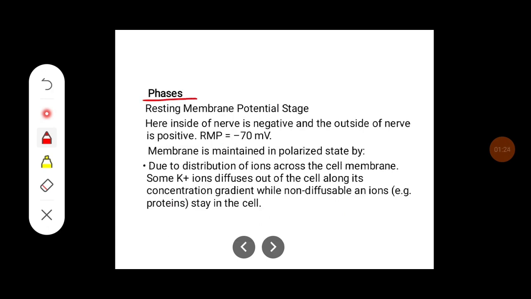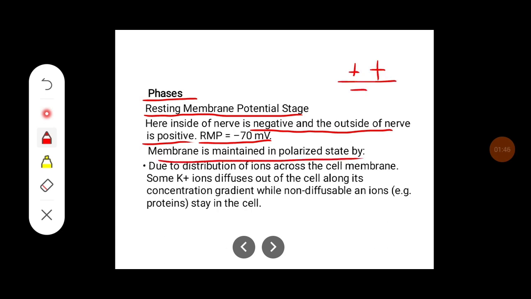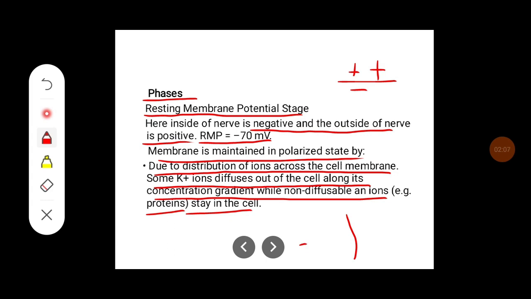As I said, there are different phases, that is, the resting membrane potential stage. Here inside the nerve, the potential is negative, and outside the nerve it is positive. So that's why the resting membrane potential is always negative inside the cell compared to outside the cell. The membrane is maintained in a polarized state due to the distribution of ions across the cell membrane. Some ions diffuse out of the cell along their concentration gradient, while non-diffusible ions, that is proteins, stay inside the cell. Because of these negative ions inside, there will be an unequal distribution of the ions.